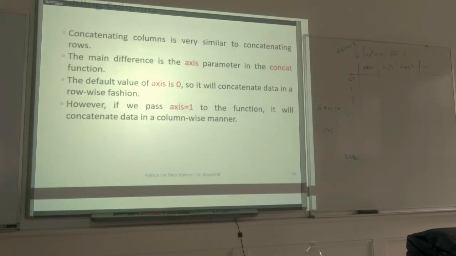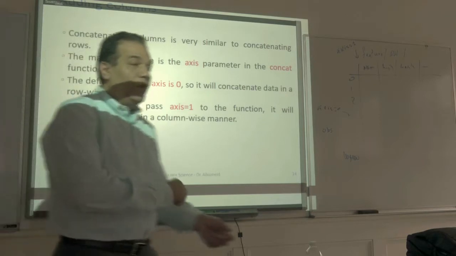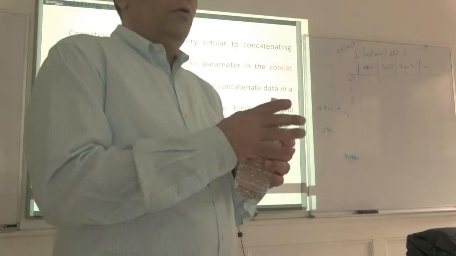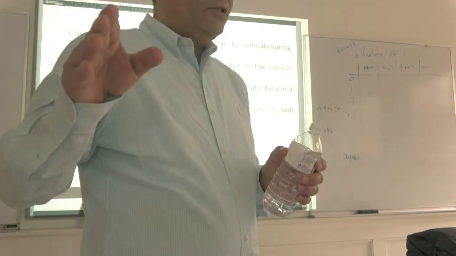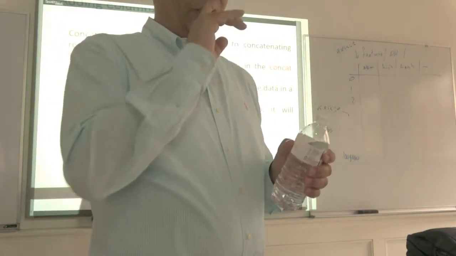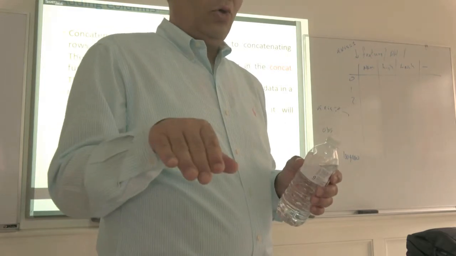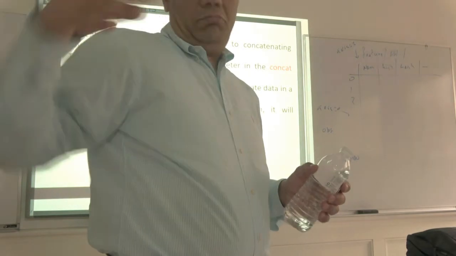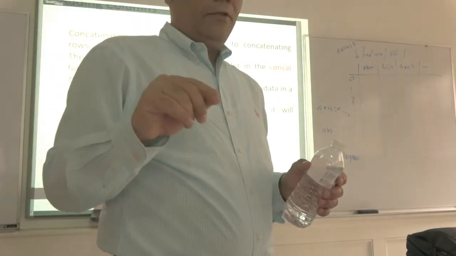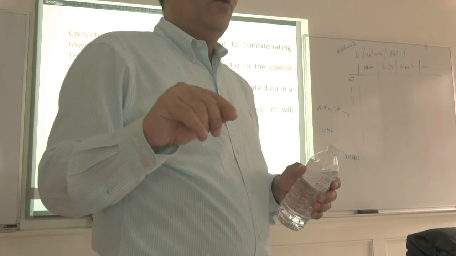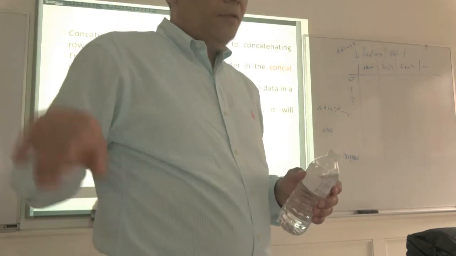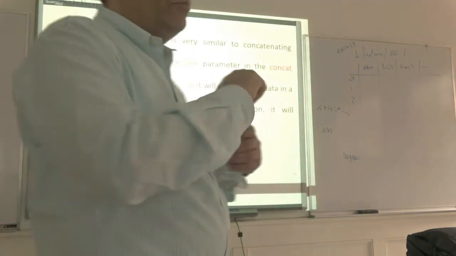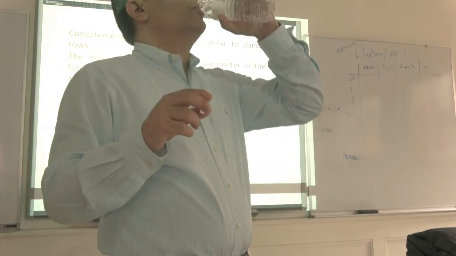Now we need to talk about adding columns. So far, we learned about concatenating data frames as a whole. What do we use, concat or append? We learned how to add a row. How do we do that? By creating a data frame of one row and concatenating it, or by creating a dictionary and concatenating it. Now we're going to talk about adding columns.